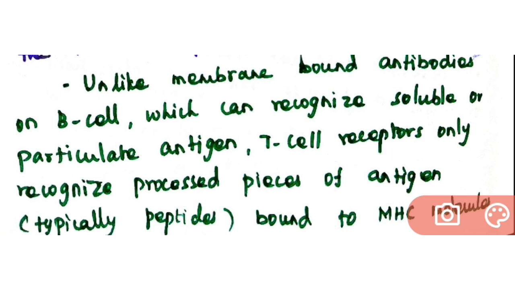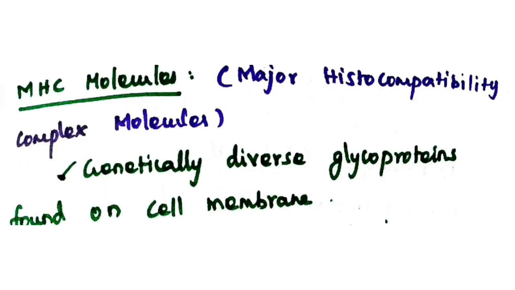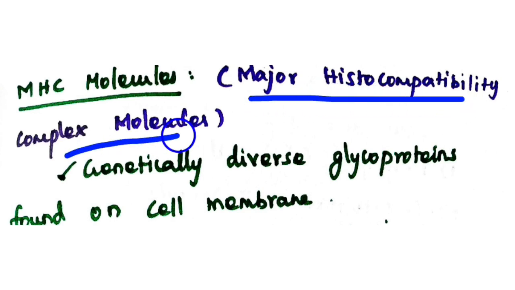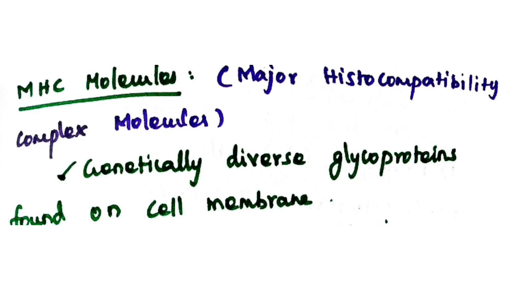Let's see first what an MHC molecule is, then how these T cell receptors recognize the antigen. MHC molecules are termed major histocompatibility complex molecules. These are genetically diverse glycoproteins. So MHC molecules are glycoproteins found on cell membranes.